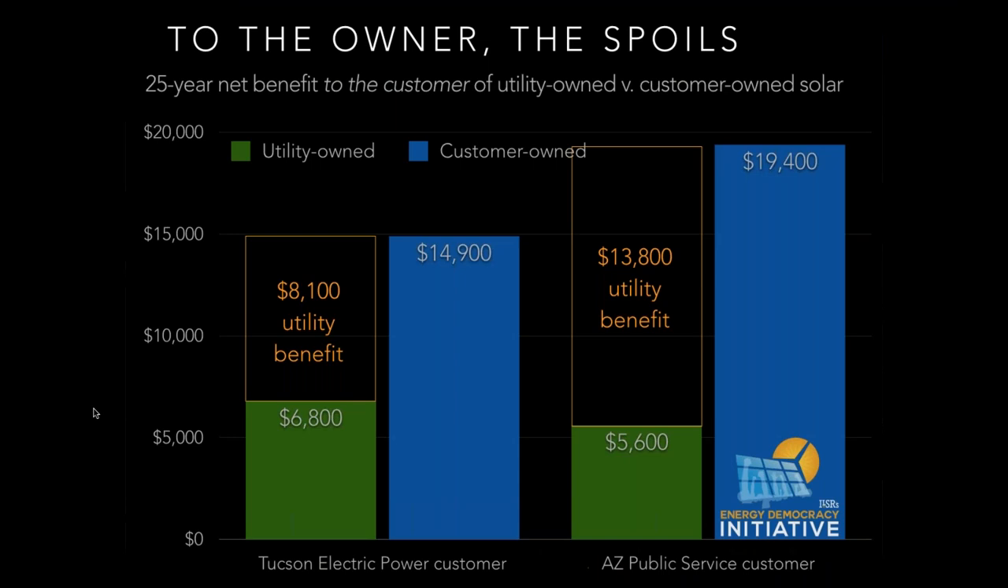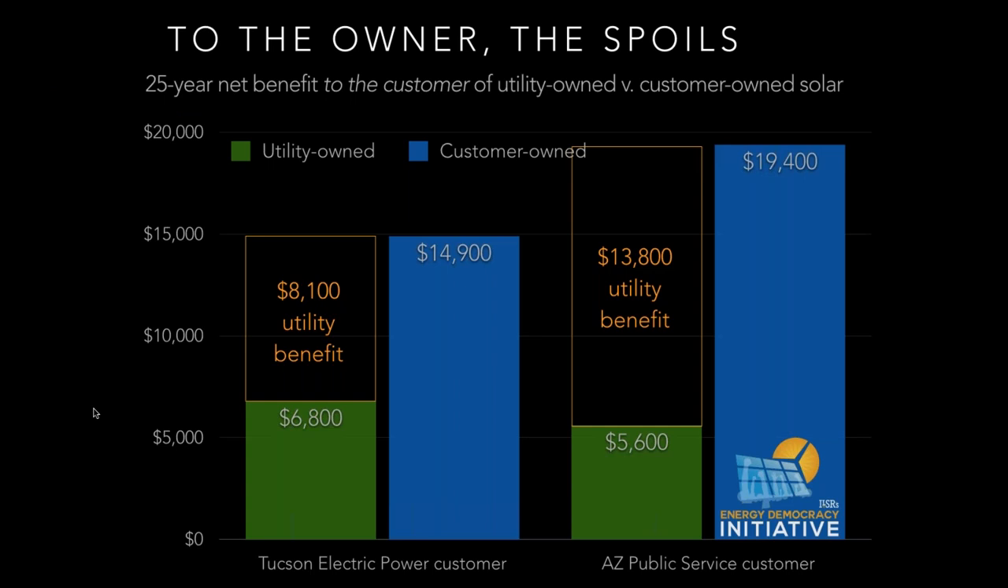The third way that utilities are inconsistently acting around distributed generation is to get into the game themselves. So you have here a chart that was taken from a blog post we did a couple of years ago, looking at two utilities in Arizona that are providing utility-owned distributed solar under pilots approved by state regulators. And the key here is that there are two takeaways from this. Number one is that customers who agree to participate in these utility-owned systems are giving up an awful lot of financial benefit.